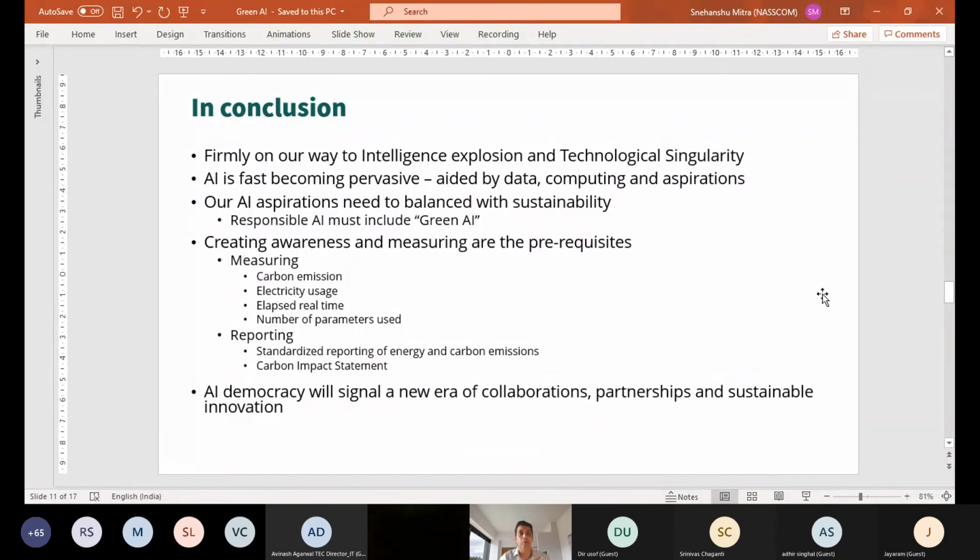And finally, the whole concept around AI democracy can be achieved not just through improvements in processes and hardware, but also through collaborations, partnership, and sustainable innovation. So I'll rest my case today with this, and back to you for any Q&A that you may have for me. Thank you so much.